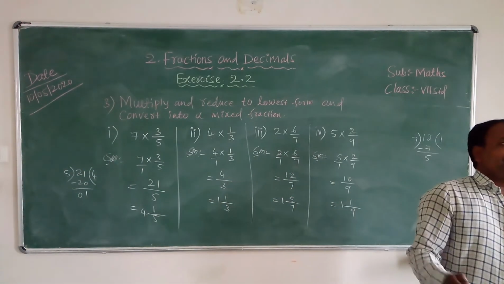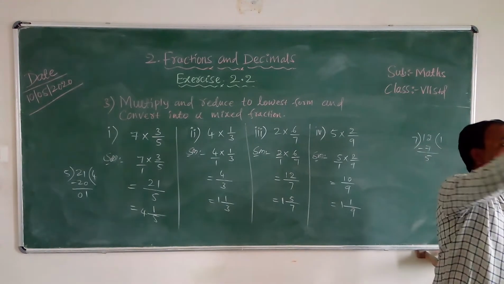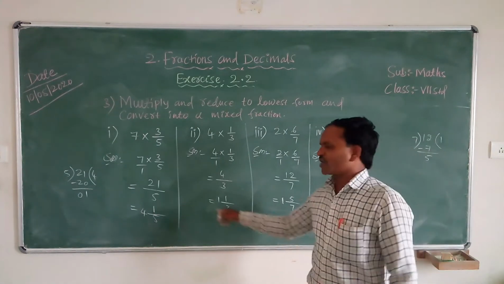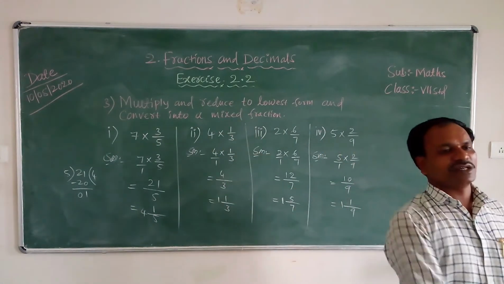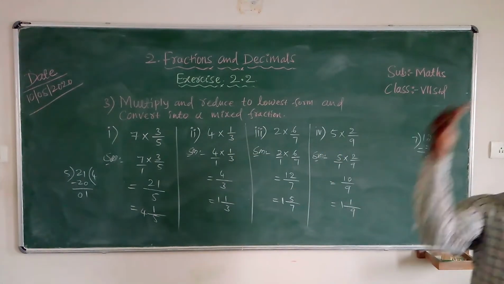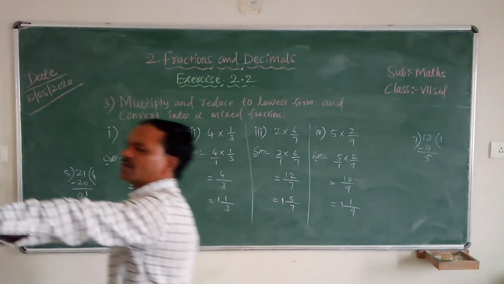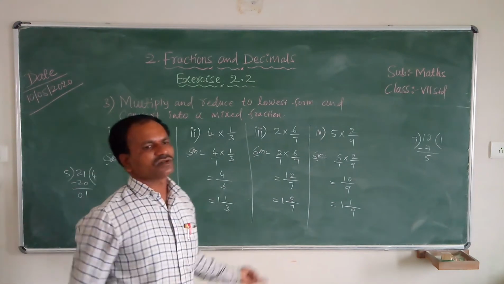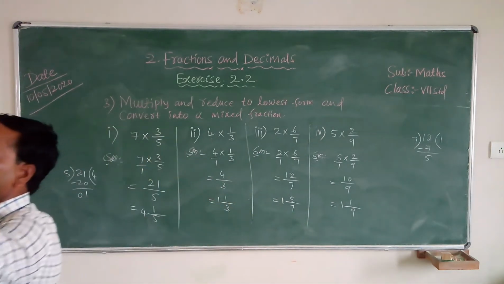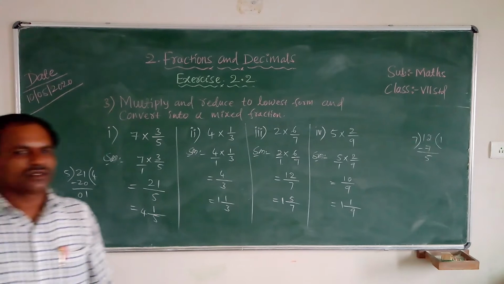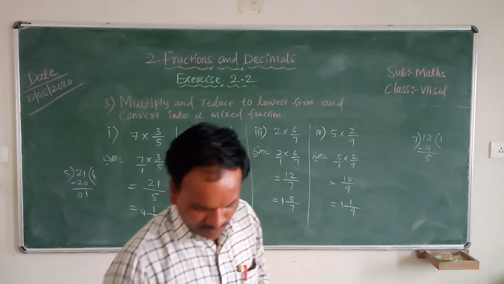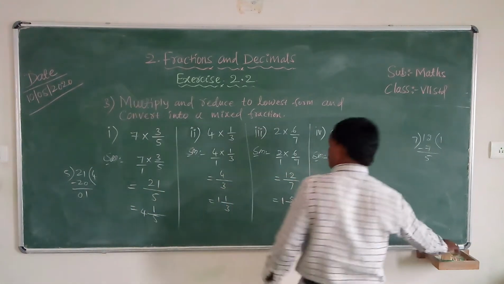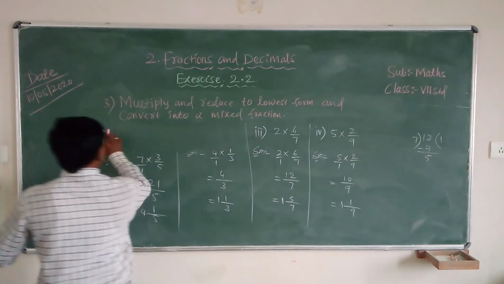So multiply and reduce to the lowest form and convert into a mixed fraction. So like this the question is there. First you have to multiply and reduce, and you have to convert into the mixed fraction. If reduce is there, you do the reduce. If not there, you directly convert it into the mixed fraction. Understood, my dear students? Yes. Next, fifth one. First and second I will say this one.